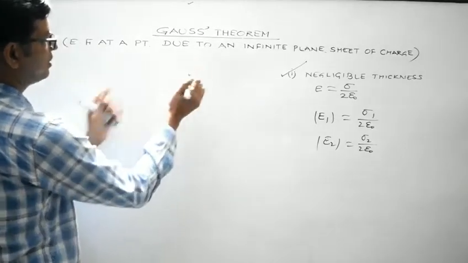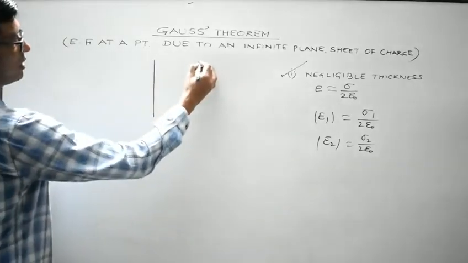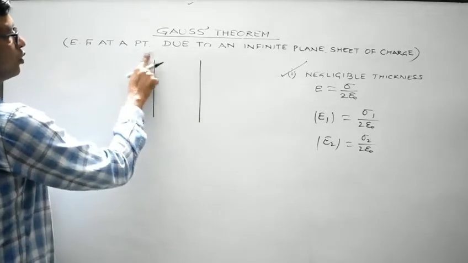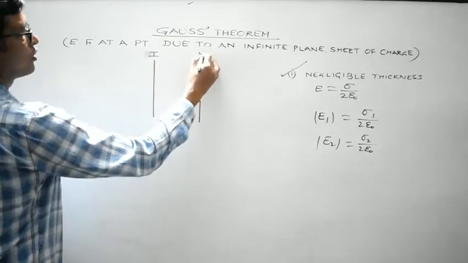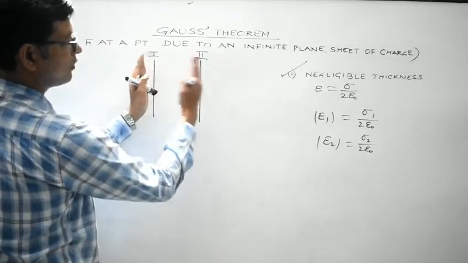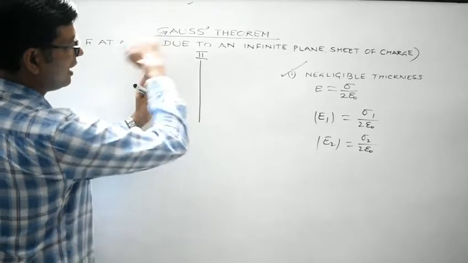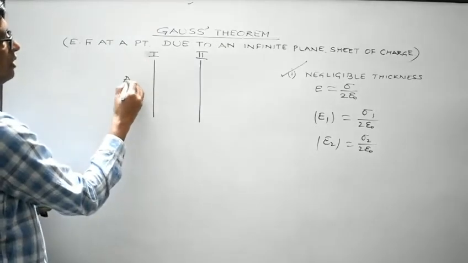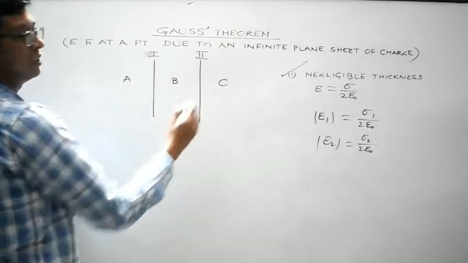These are the two sheets placed. I will represent them by straight lines. These are the two plane sheets. This is sheet 1, this is sheet 2. When these two sheets are kept parallel to each other and both are of negligible thickness, they divide the entire space into three regions: region 1, region 2, region 3. This is region A, this is region B, and this is region C.